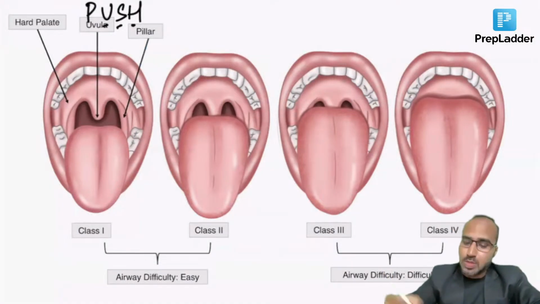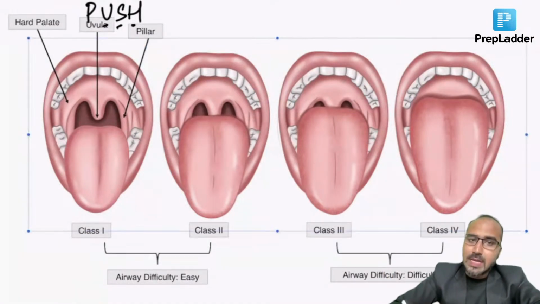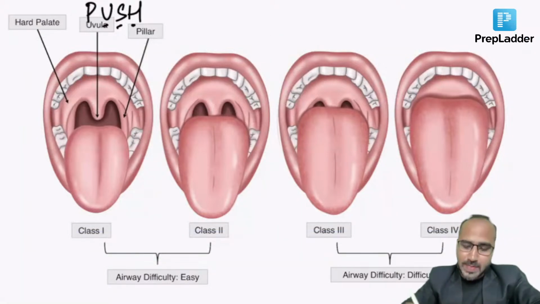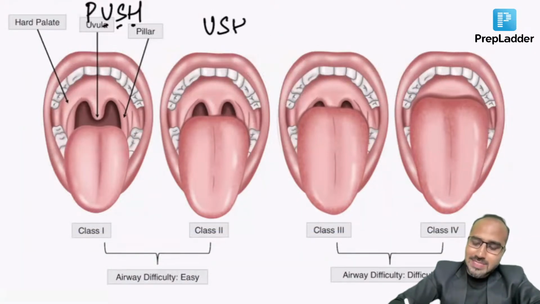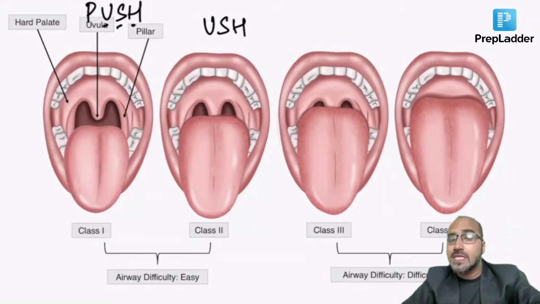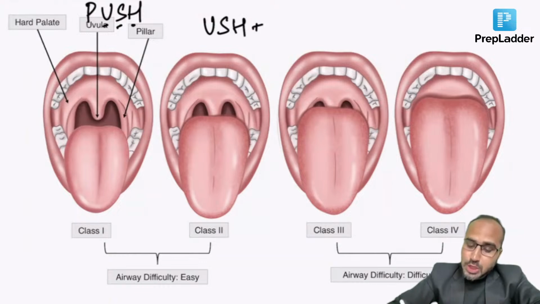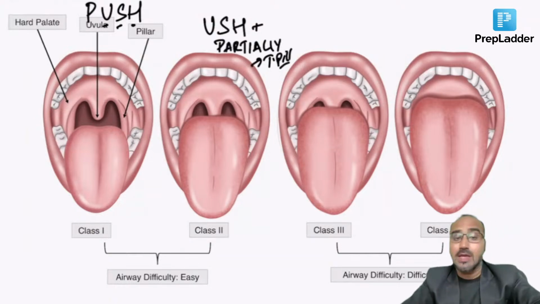Okay? Then class 2. Class 2 means what? You just remove the P alphabet: U, S, H. It is class 2. That is, you will see uvula, soft palate and hard palate, but the whole of the uvula is not seen. Partial uvula is seen, soft palate is seen and hard palate is seen. And plus, you might also be able to see the tonsillar pillars partially. Partially tonsillar pillars visible. That is Mallampati class 2. Okay? We have already discussed this. We are now discussing just the images of it.